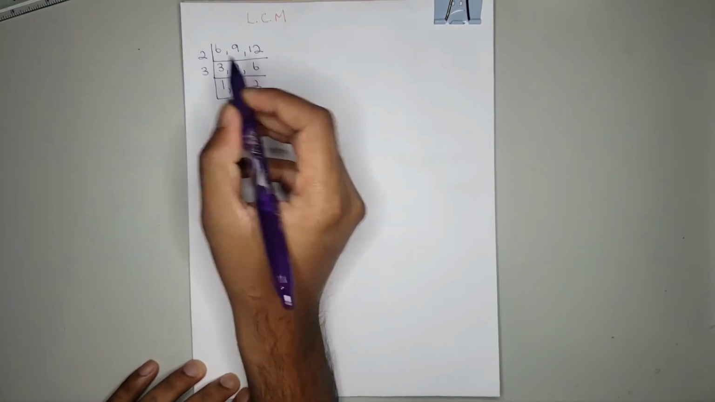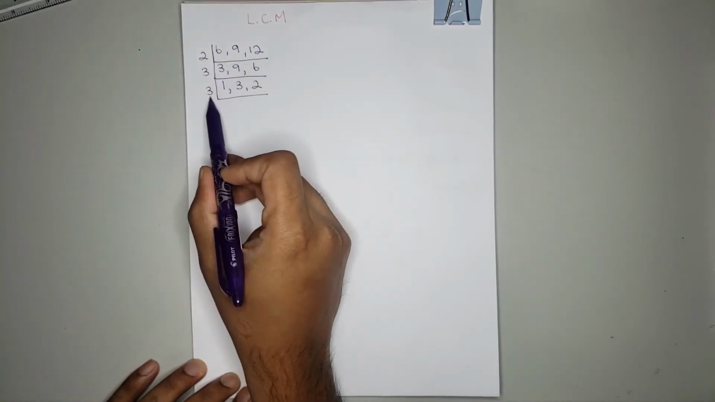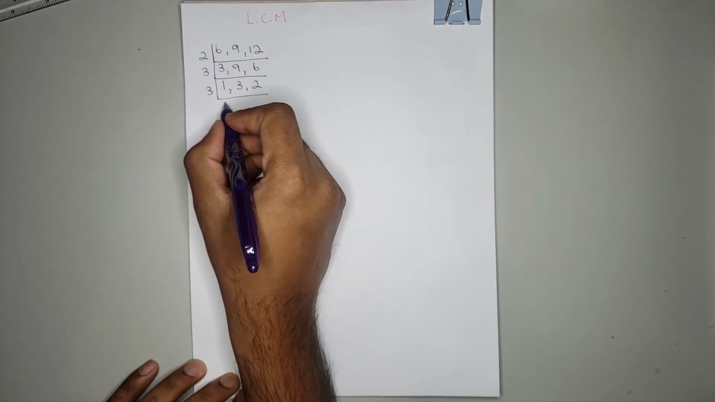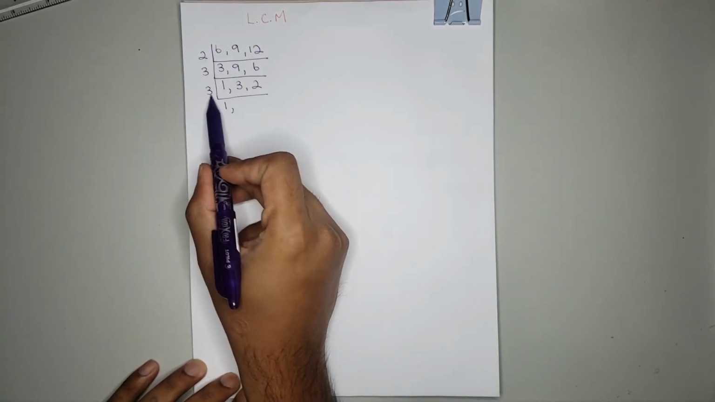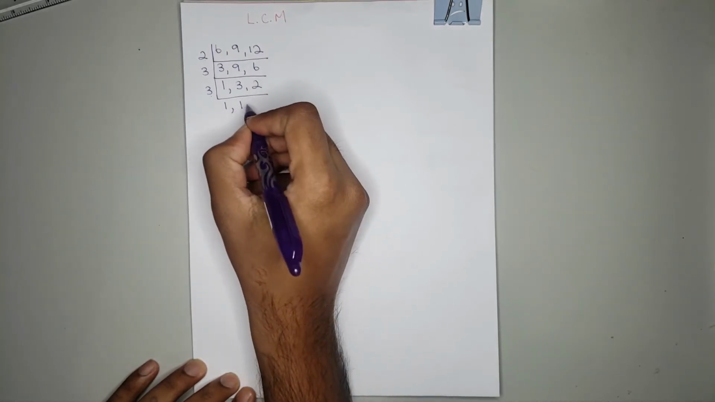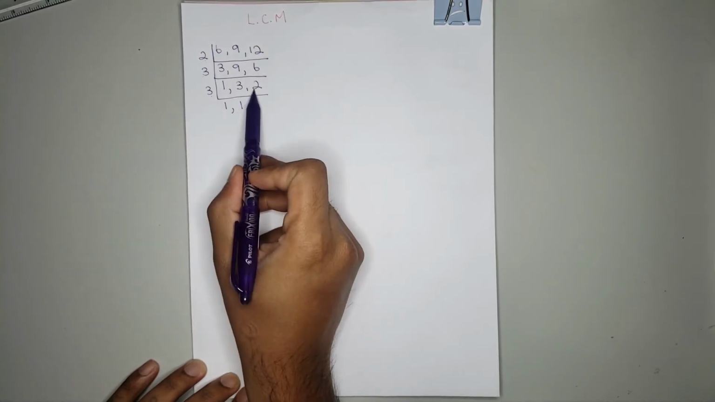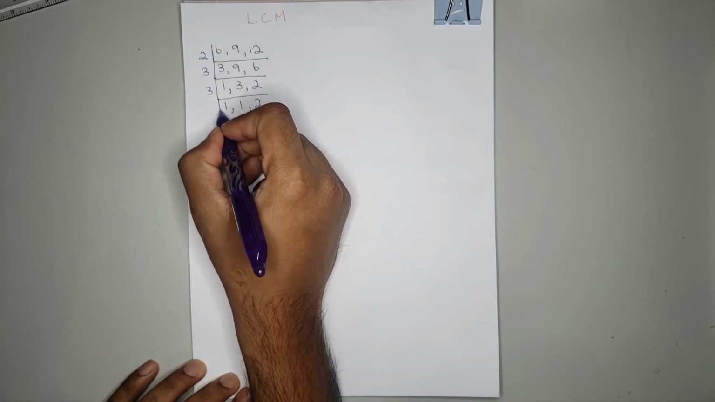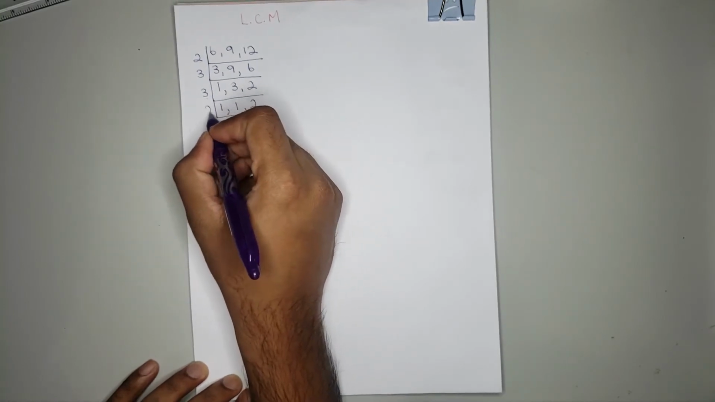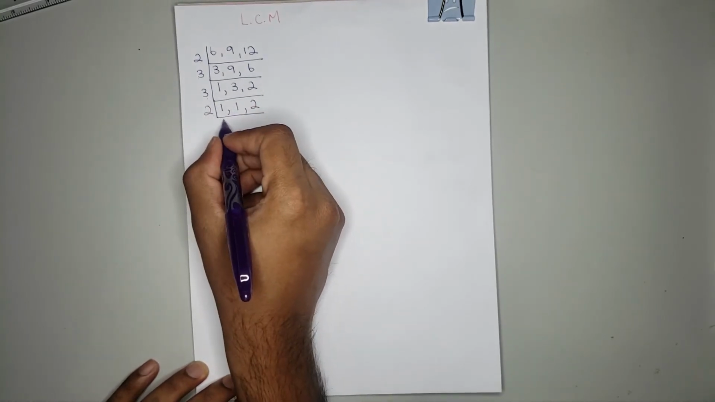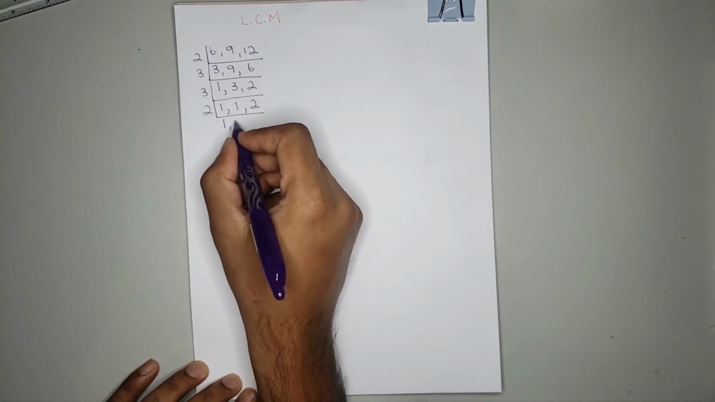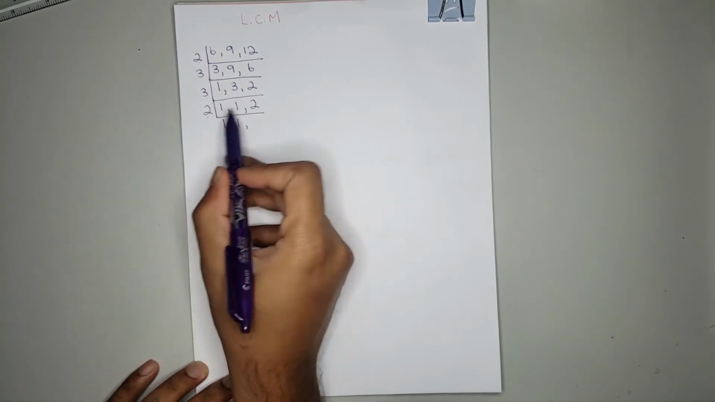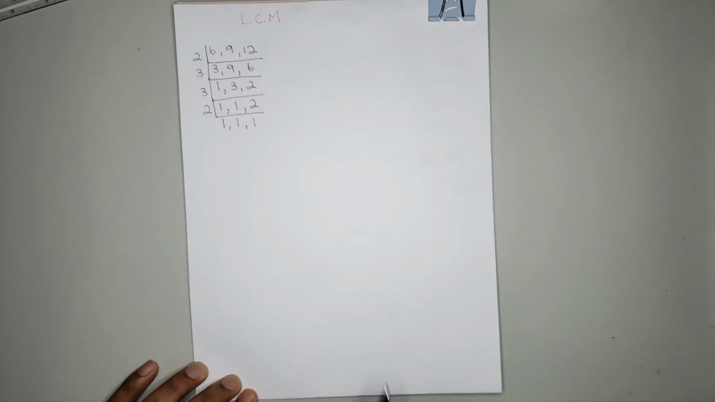So, try here now. 3 again. 3 cannot go into 1, so therefore you rewrite the 1. 3 could go into 3 1 time without leaving a remainder. And 3 cannot go into 2, so therefore you write back the 2. Using again here, you will try 2. 2 cannot go into 1, so you write back the 1. 2 cannot go into 1, so you write back the 1. And 2 could go into 2 1 time without leaving a remainder.